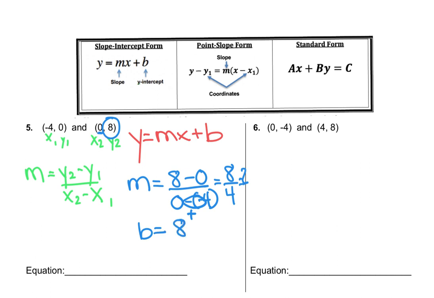So now let's go ahead and plug everything into our formula. We have y is equal to, we said our slope was 2, or you could have 8 all over 4, that's fine, x, and then we have a y-intercept of 8. And we're all done.